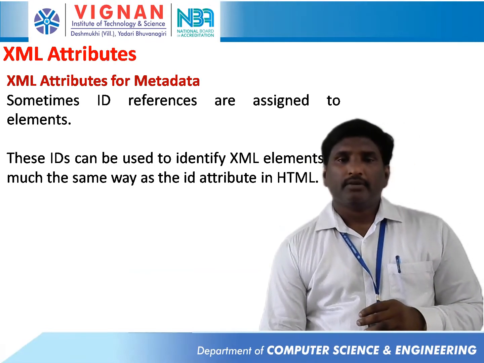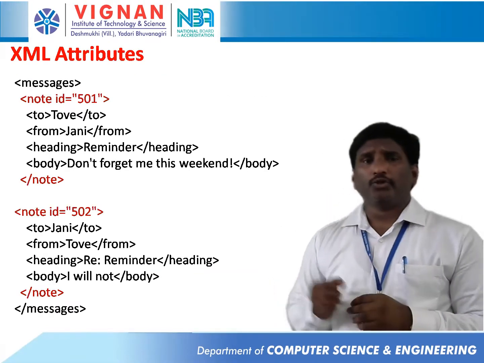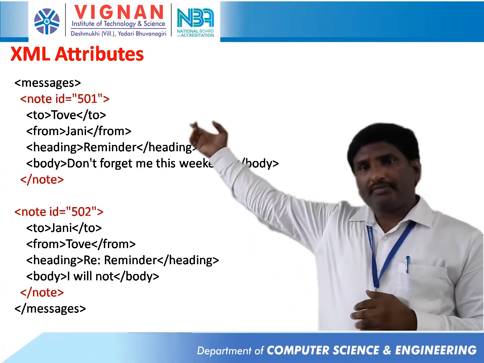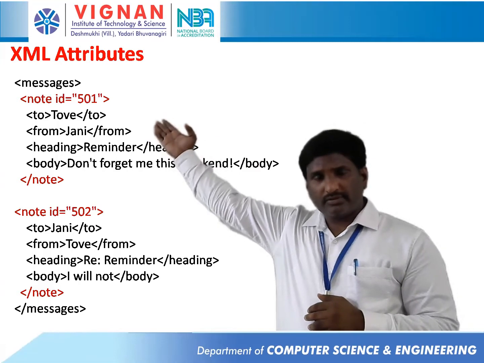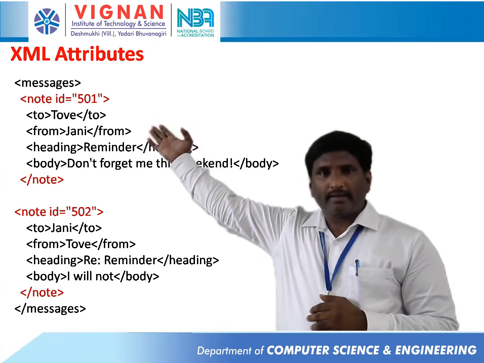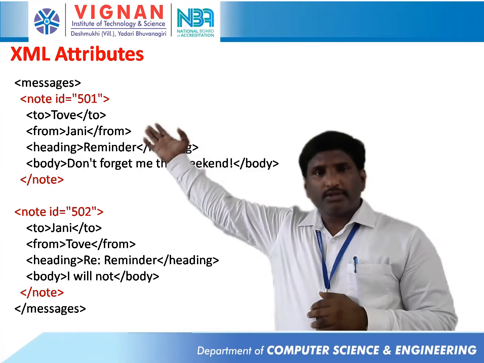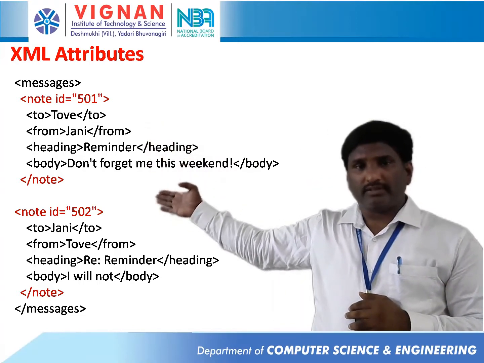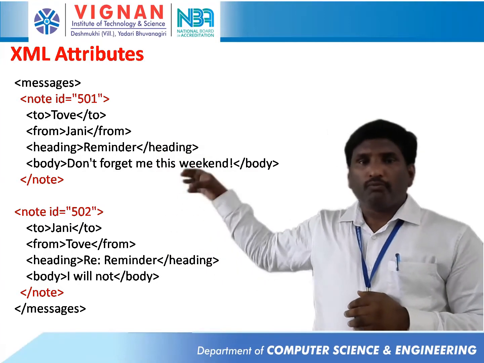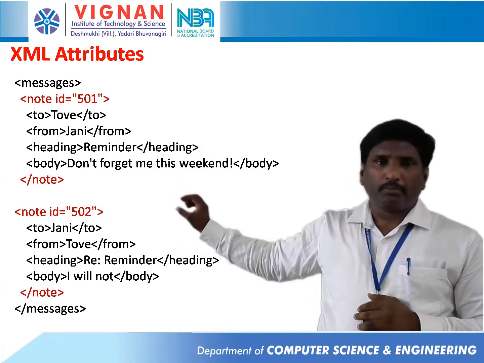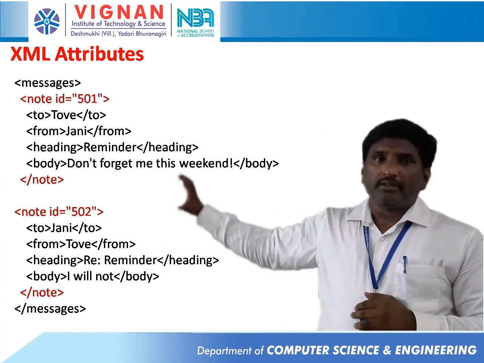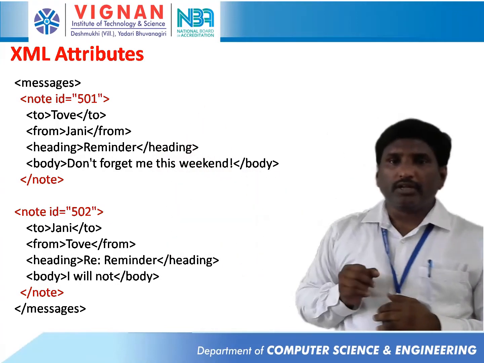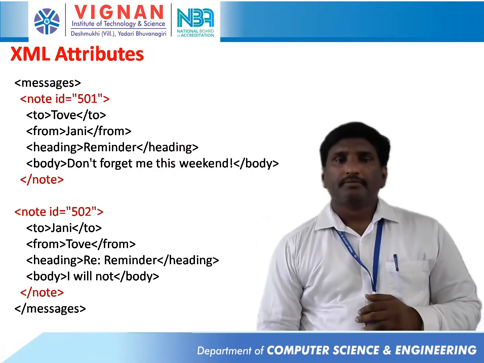For example, in the same example, the ID is identifying the corresponding node. The value 501 is given as the ID attribute; here we are giving the identity. ID 502 is for the other node. This one is 501 and this is 502, between the message. The root element is message.